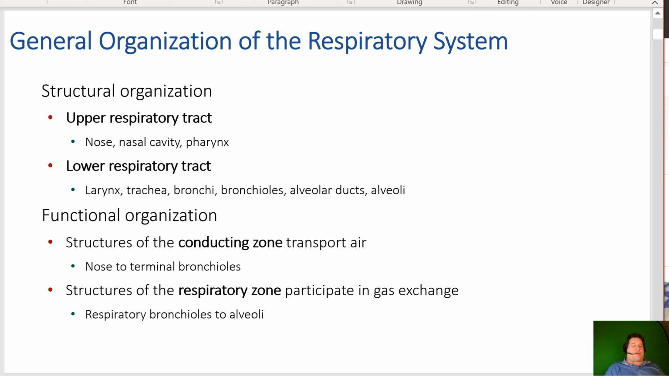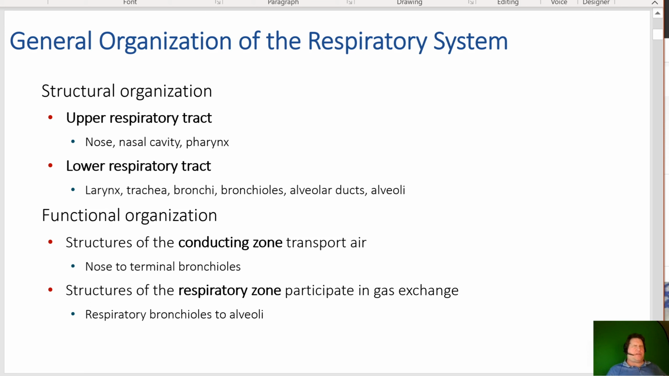Now, another breakdown in the organization of the respiratory system is functional organization. We've got what we call the conducting zone and the respiratory zone. Of the structures I just mentioned in the upper and lower, they are all conducting zones. In other words, all they do is transport the air, the gas, until it gets to alveolar ducts and alveoli. All right, maybe some respiratory bronchioles. But until it gets down to the last structures, they are all conducting zones. And then the respiratory zones, again, respiratory bronchioles and alveoli. That's where the actual exchange of gases takes place.